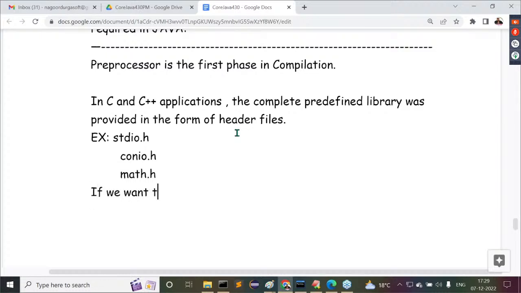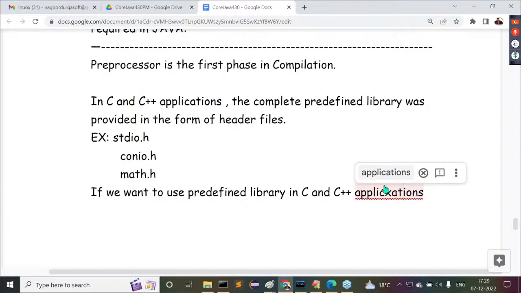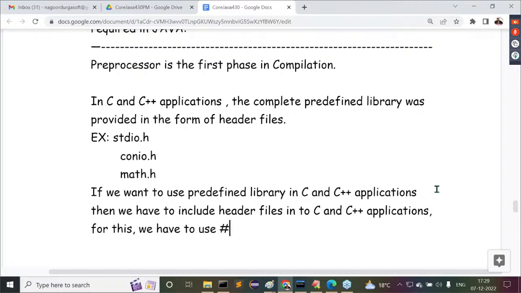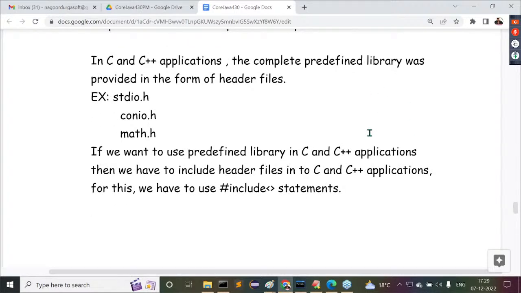So the point is, if you want to use the predefined library in C and C++ applications, then we have to include header files into C and C++ applications. For this, we have to use hash include statements. What statements do we have to use, guys? Now tell me. Hash include statements. Example I'm telling to you.